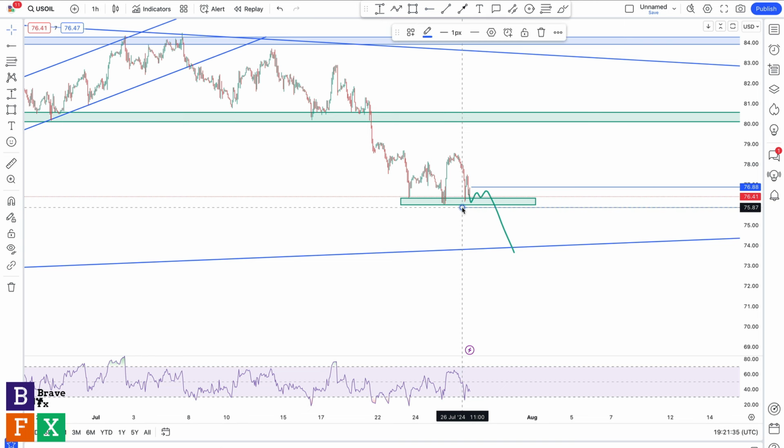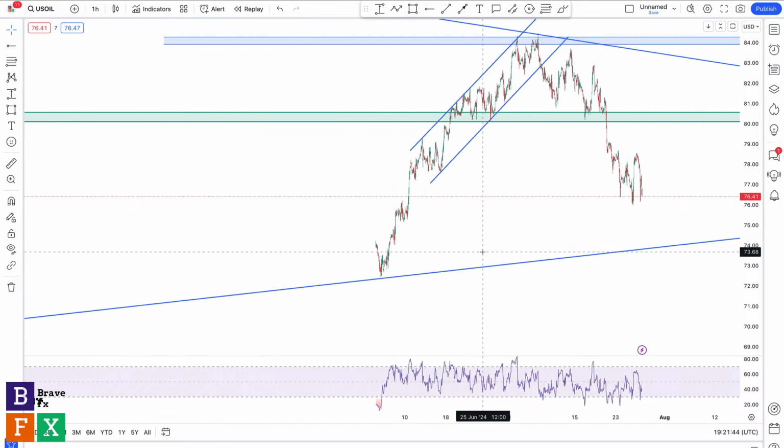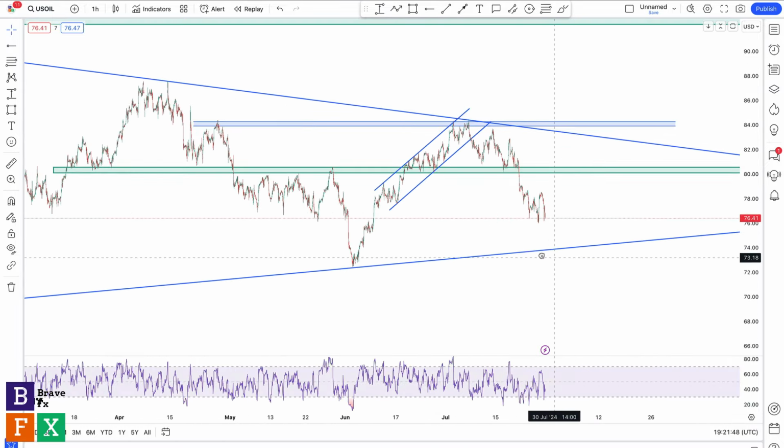So this is how I'm going to trade crude oil. I'm not going to go long right now. I'm only going to go long after we bounce off of this symmetrical triangle, which will give us another opportunity to review the market when we get there.